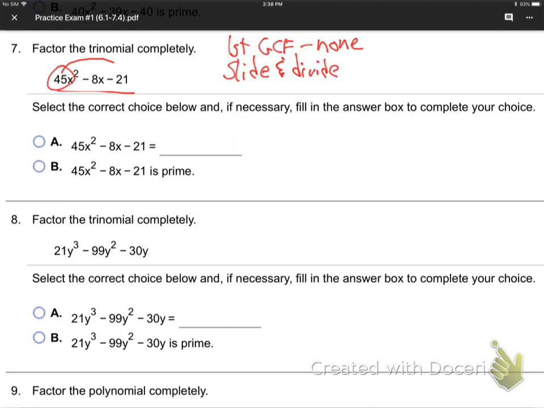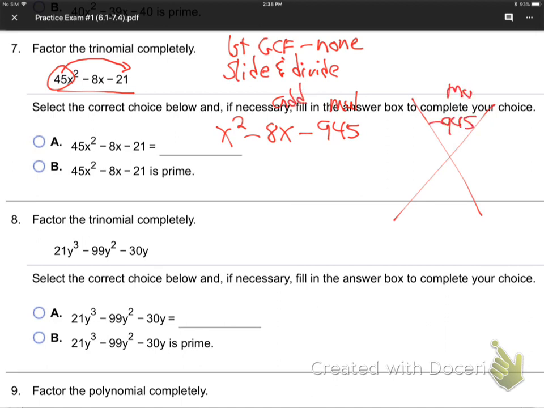So grab that 45, slide it to the back, and so then we have x squared minus 8x minus whatever 45 times 21 is. Let me check with my calculator here. 945. Okay, so then that means we got to do the, what multiplies to be 945 adds to be negative 8. So minus 945. What multiplies to be that? And adds to be minus 8.